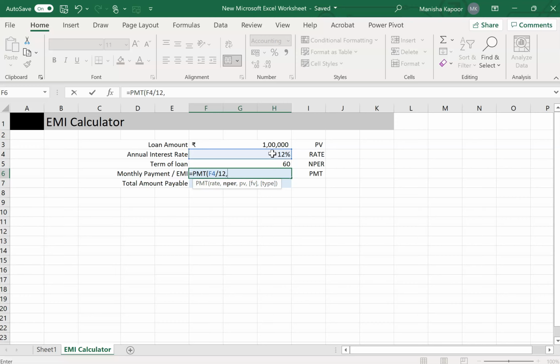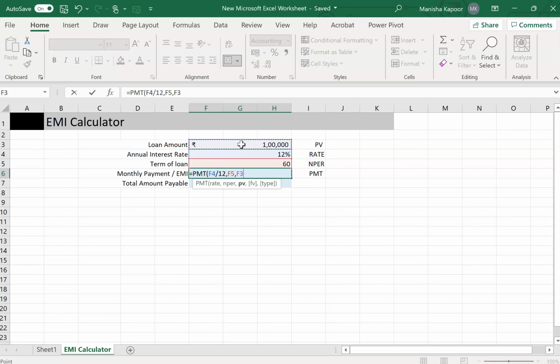Now next is NPER. What is this NPER? It's the number of months to repay this amount. You both have already agreed that it will take 60 months, that is 5 years, to repay the total amount. So let's select this. Next is PV, the present value. At present, what is the value of the loan? The value of the loan is 1 lakh, because this is the price of the laptop that SBI paid, and so this is the present value of the loan.